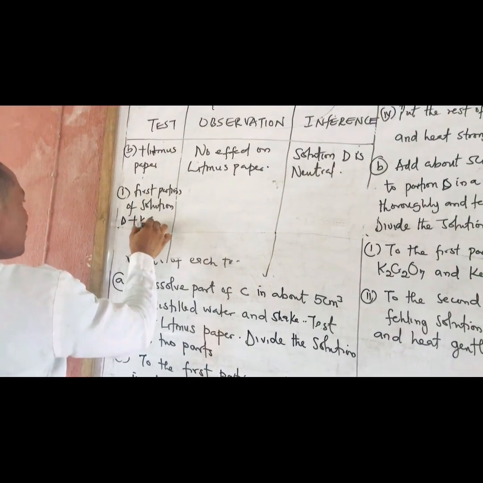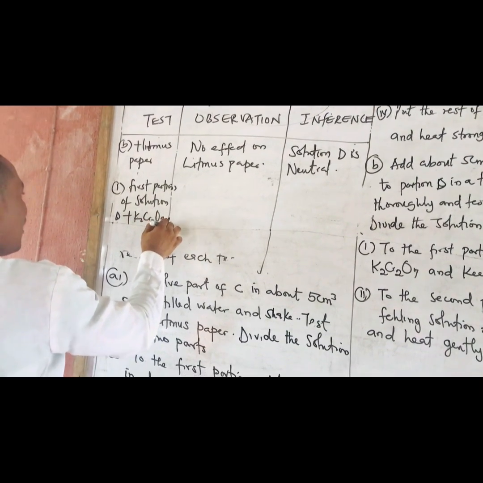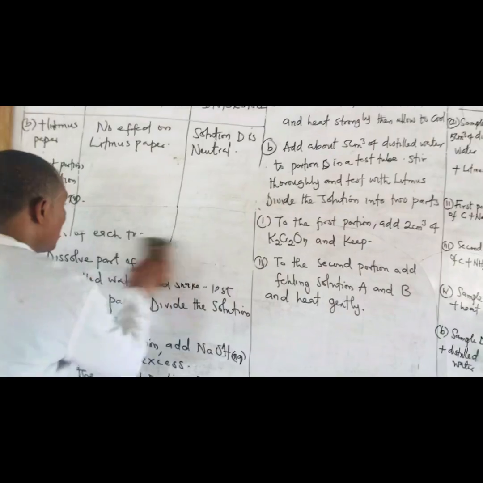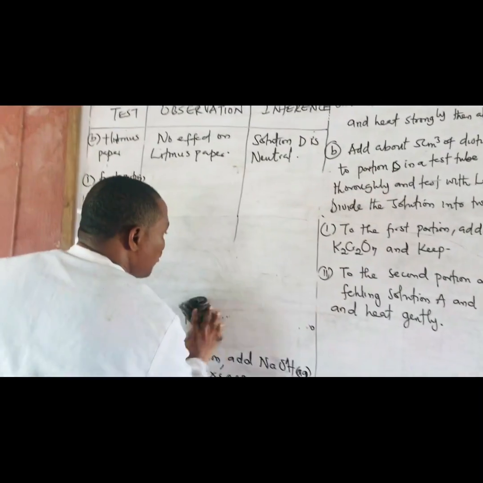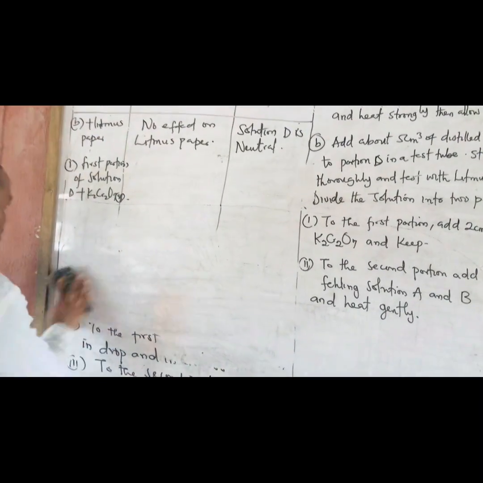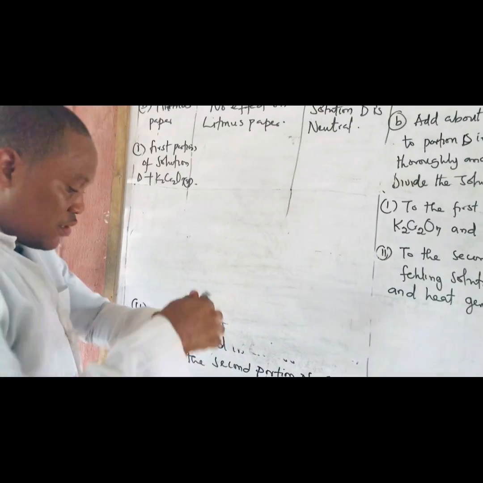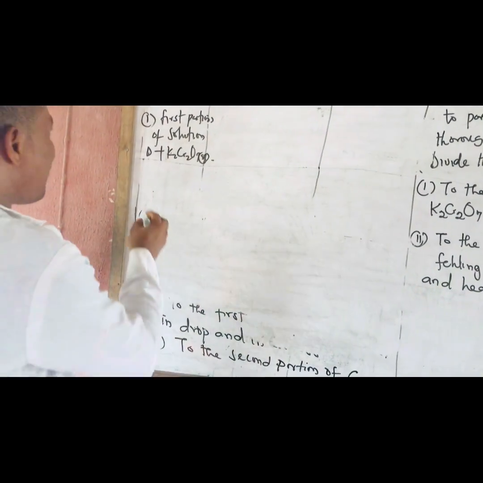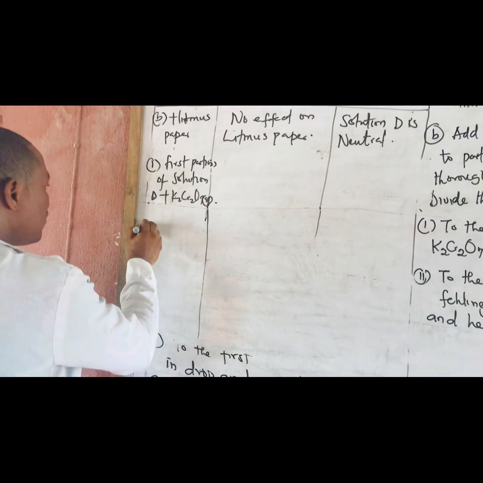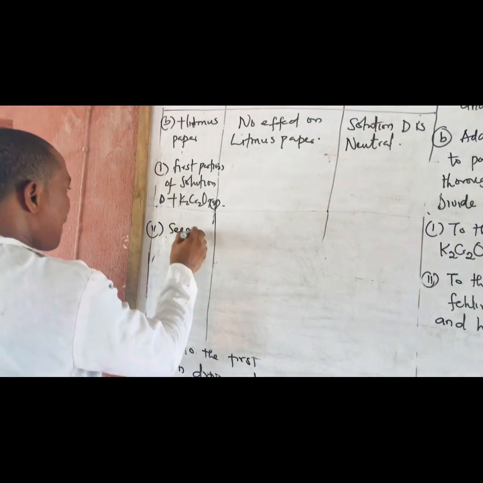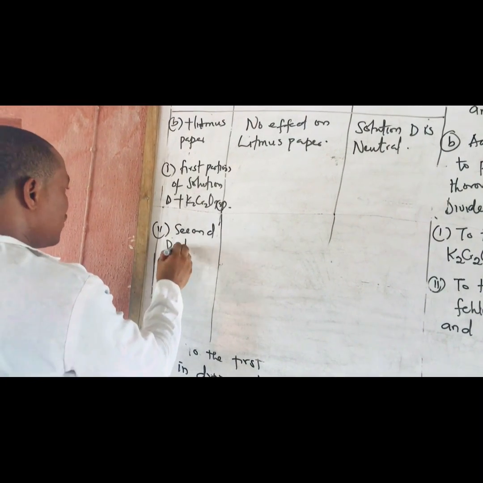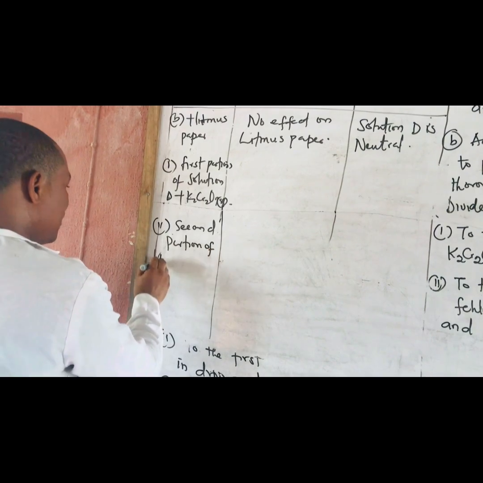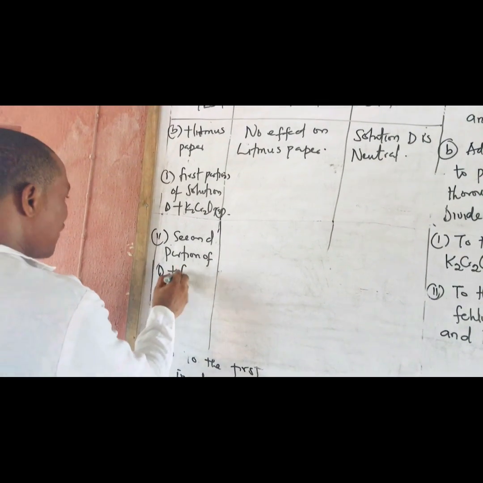Plus K2Cr2O7 aqueous. So let's see what is going to be. We are still keeping because they asked us to keep it. So let's keep for some minutes. Then what's the next one? For the second portion, that will be Roman figure 2, B Roman figure 2. Second portion of D plus Fehling's solution.